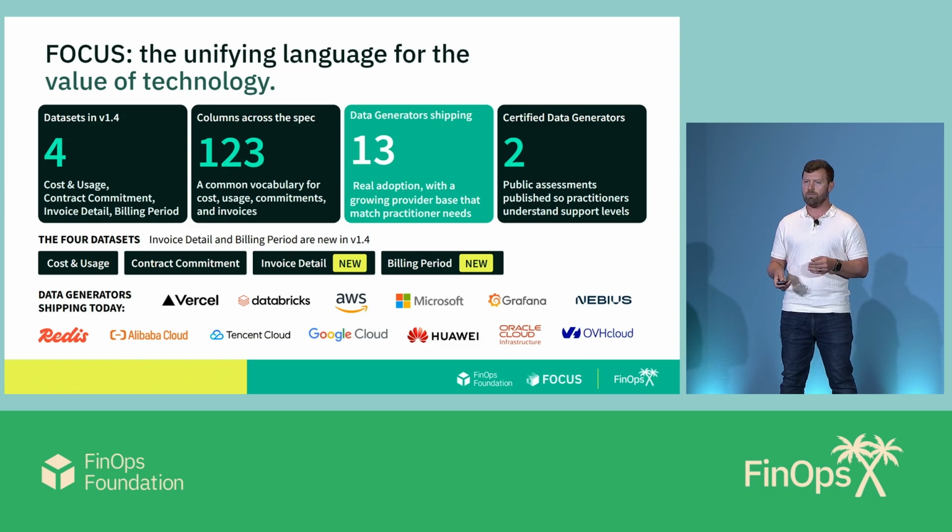To do that, we started last year with 57 columns within the Focus specification. We're all the way up to 123. And I don't say that to boast, it's that we need 123 columns to tell the story and perspective that you work with every single day. So we need a common vocabulary for your commitments, your cost and usage, and your invoices.